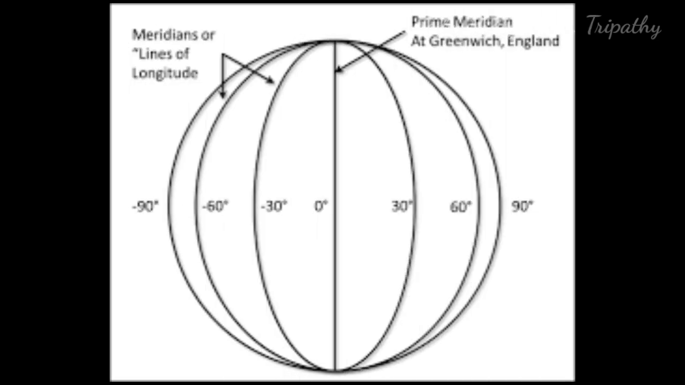Now, let's read about the second part of the Earth's grid, that is, the longitude. The longitude of a place is the angular distance of that place east or west of the prime meridian. These lines are called meridians, meaning midday, as all the places on the same meridians have their noon at the same time.